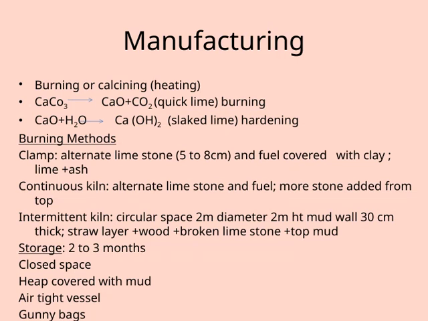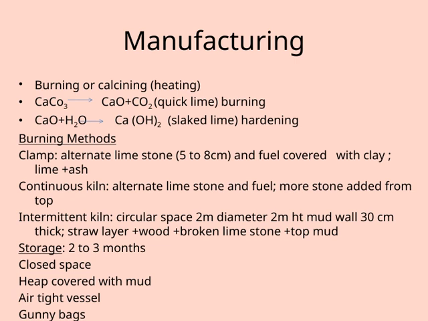Let's talk about manufacturing, specifically the burning or calcining process. This involves heating calcium carbonate, which is CaCO3, to produce quicklime, CaO, along with carbon dioxide, CO2. When we burn the limestone, it decomposes into calcium oxide, or quicklime, releasing CO2. Once we have the quicklime, it's often mixed with water to produce slaked lime, known as calcium hydroxide, CaO2. This process of hardening or setting is essential in many construction and industrial applications.